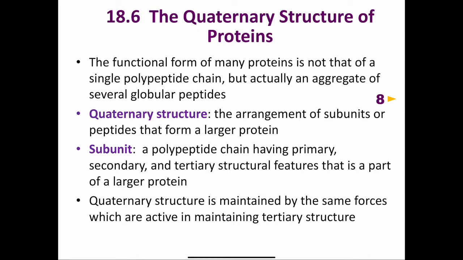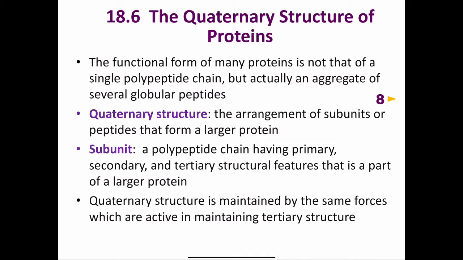So quaternary structure is the arrangement of subunits or peptides that form a larger protein, and the subunit is a term you have to know. So the subunit refers to a polypeptide chain having the primary, secondary, and tertiary structural features that are part of a larger protein. So when we take two or more peptide chains and we aggregate them together to make a quaternary structure, each one of those peptides we call a subunit.